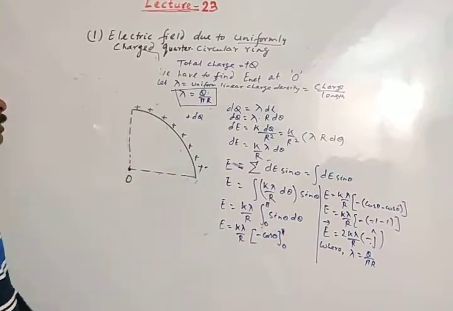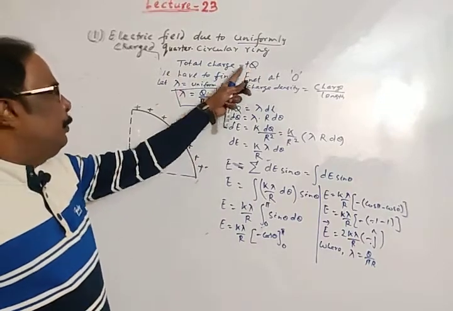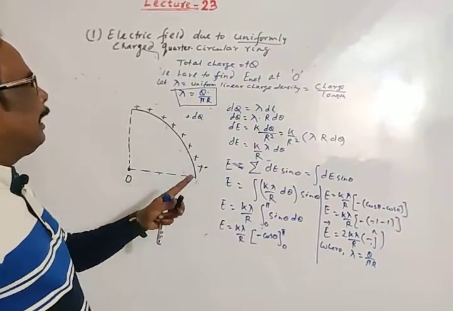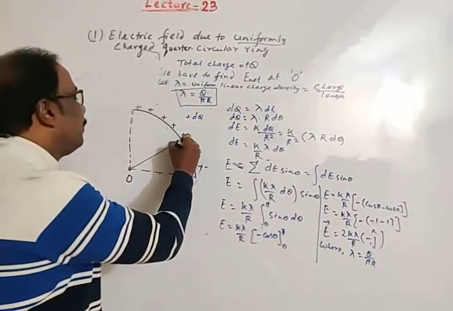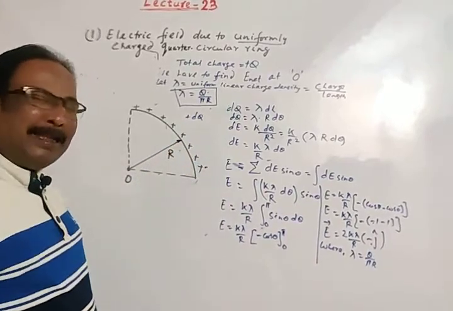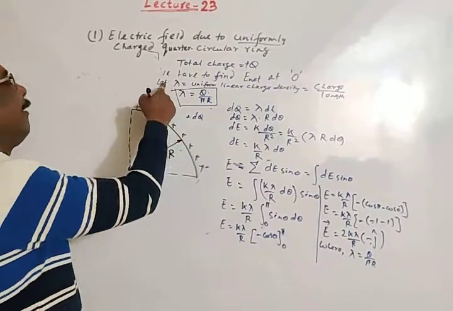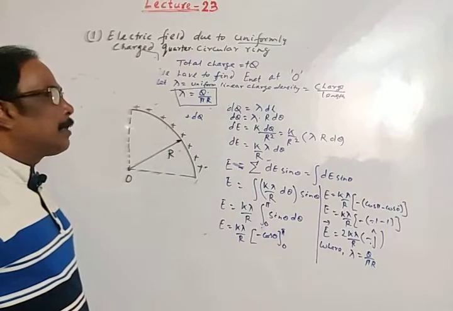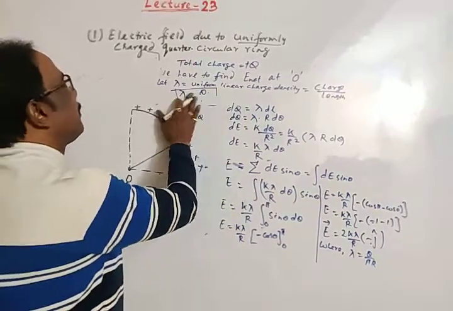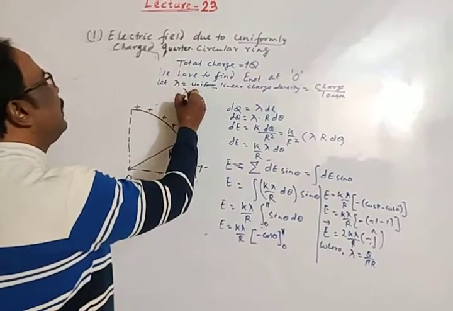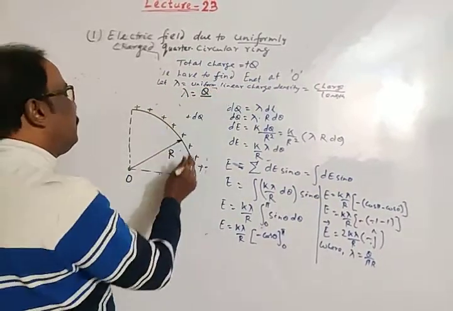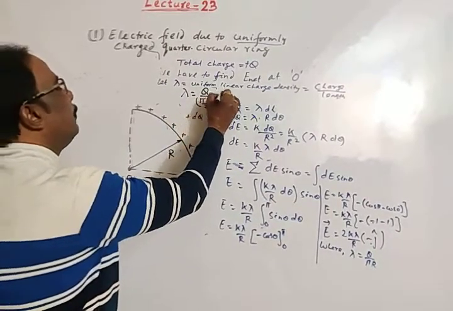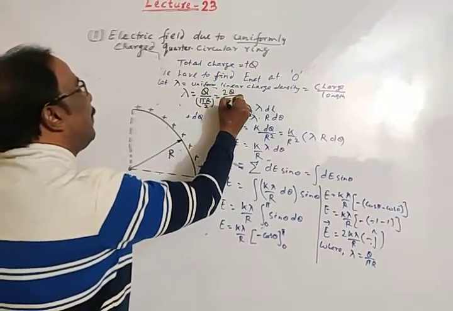Again the same assumption, total charge is Q. We have to find the net electric field at O, means at the center. R is the radius of the ring. Then lambda is the uniform linear charge density, charge per unit length. Here the total charge is Q, and the total length of the quarter circular ring is pi r by 2, so lambda is 2q by pi r.